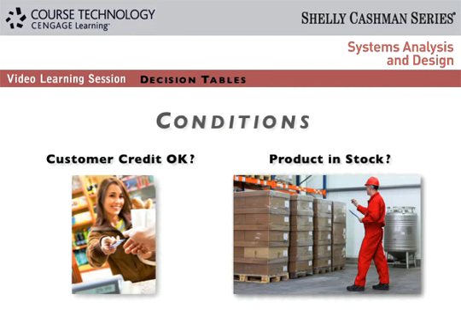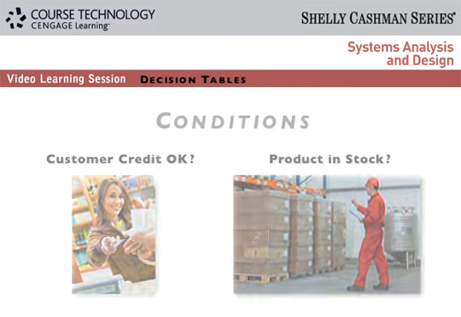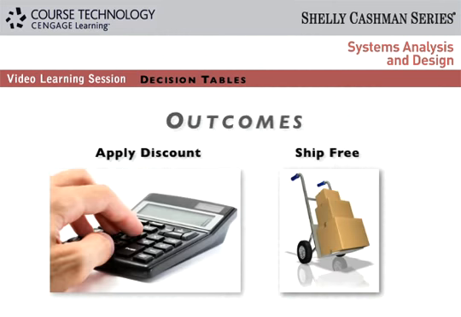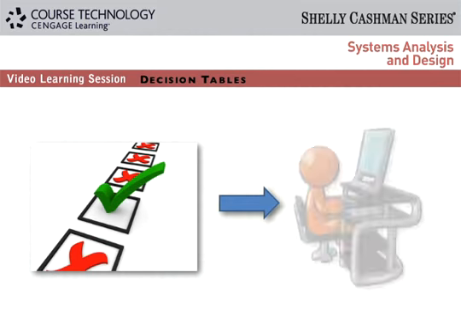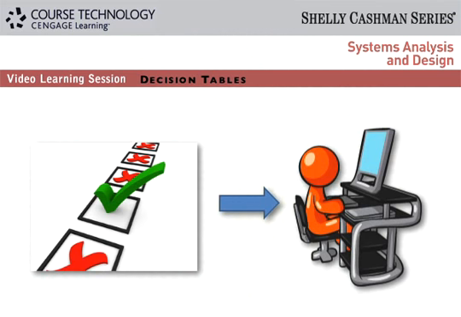A condition is a variable with only two values, yes or no. For example, is the customer credit okay? Or is the product in stock? An outcome is an action that results when certain conditions are met. For example, if a customer qualifies, an outcome might be apply discount or ship free. Using a decision table as a guide, a programmer can create code that will produce the right outcomes.